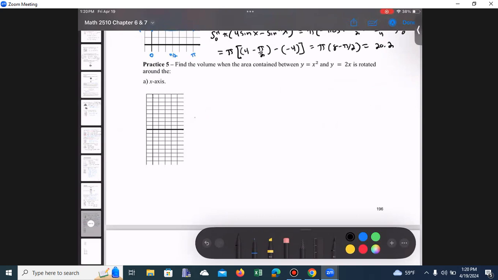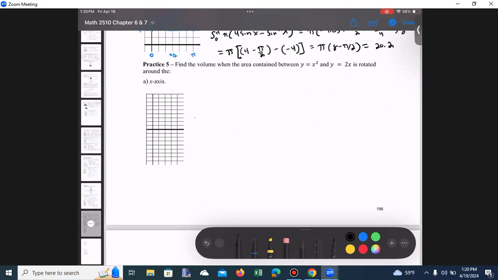Find the volume in the area contained between y equals x squared and y equals 2x. Very similar. We're going to do this about the x-axis, then we'll do this about the y-axis, and then we'll do this about y equals 4.